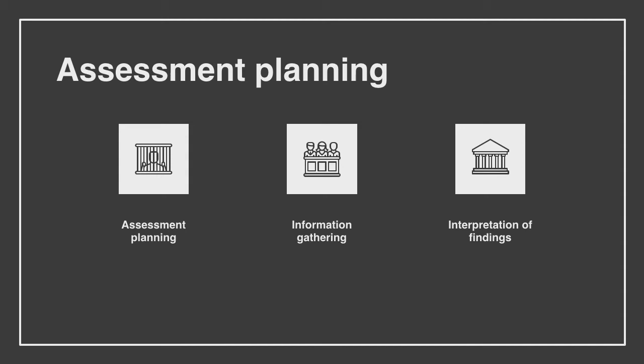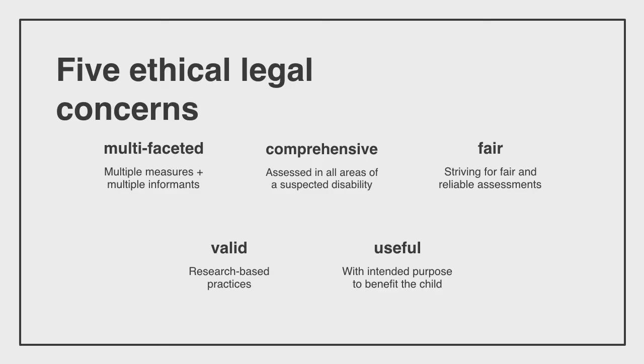So there are three phases of assessment, which include assessment planning, information gathering, and interpretation of findings, which require data-based decision making and professional judgment. School psychologists are obligated to make decisions that promote the welfare of the student in each phase of the assessment process and to accept responsibility for the decisions made. So there are five ethical and legal concerns. These include multifaceted, comprehensive, fair, valid, and useful.